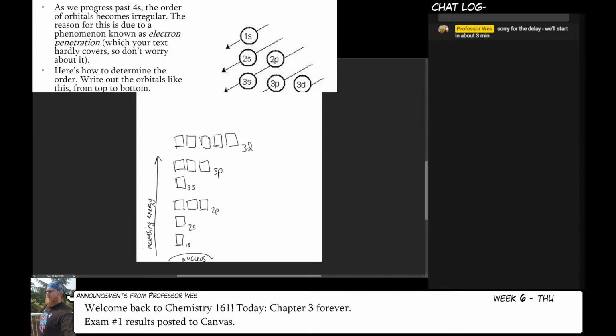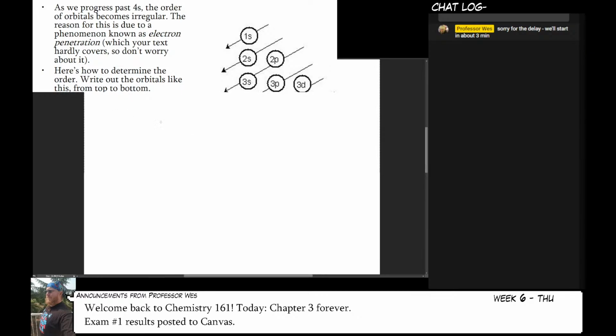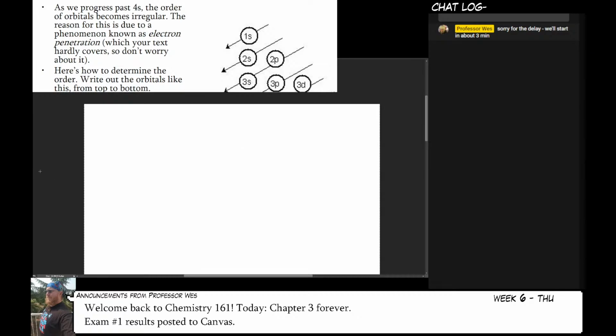All right, the issue is that 4s actually shows up here, which is why I have this kind of obnoxious gap between 3p and 3d. And the reason for that is because of some strange phenomenon called electron penetration. And your textbook doesn't really talk about this, but I'm going to go over to a different diagram here. We're going to just draw this really quickly again. Wow, that was like the straightest line I've ever drawn.